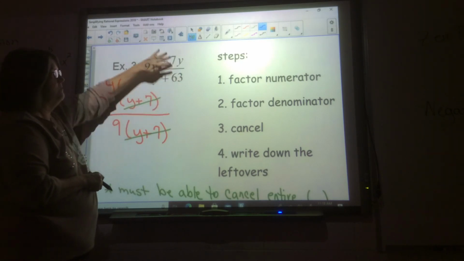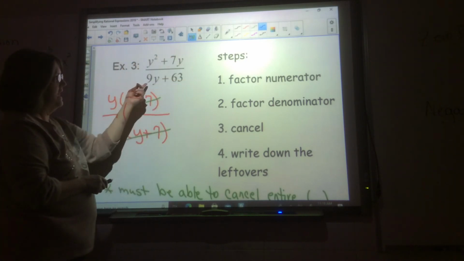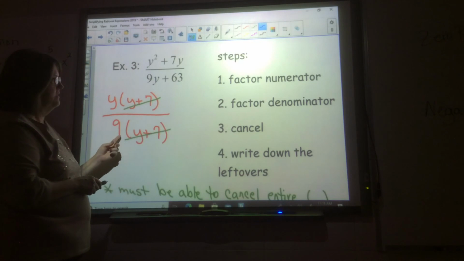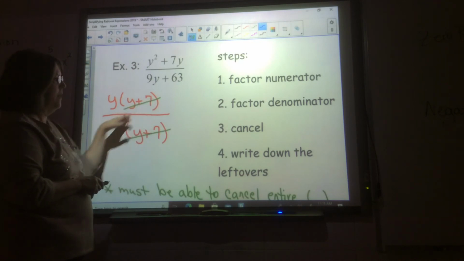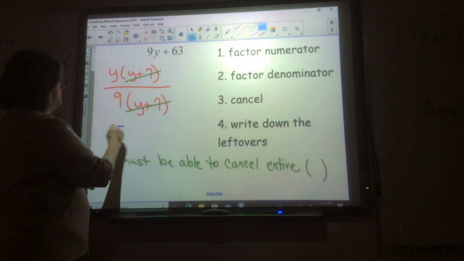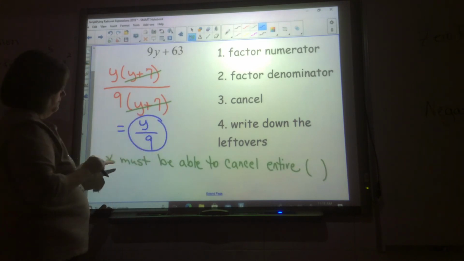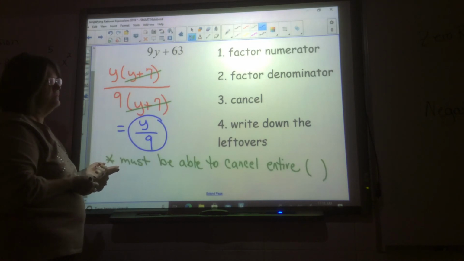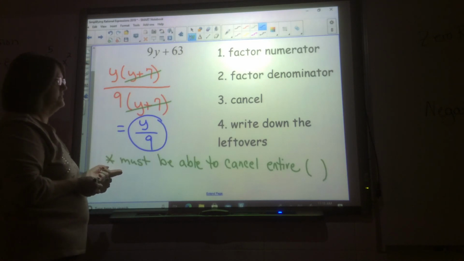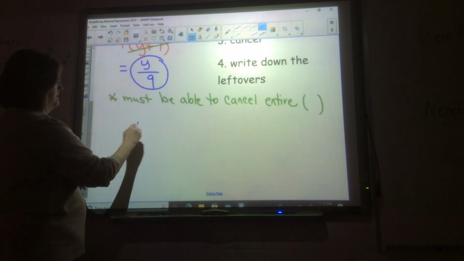I do the same with my denominator. Now I'm going to factor my denominator. I'm going to take 9 out. That's going to leave me with y plus 7, and the y plus 7's cancel out. Your final answer is y/9. Look what I wrote down here. You must be able to cancel the entire parentheses. You must. You cannot cancel like this.